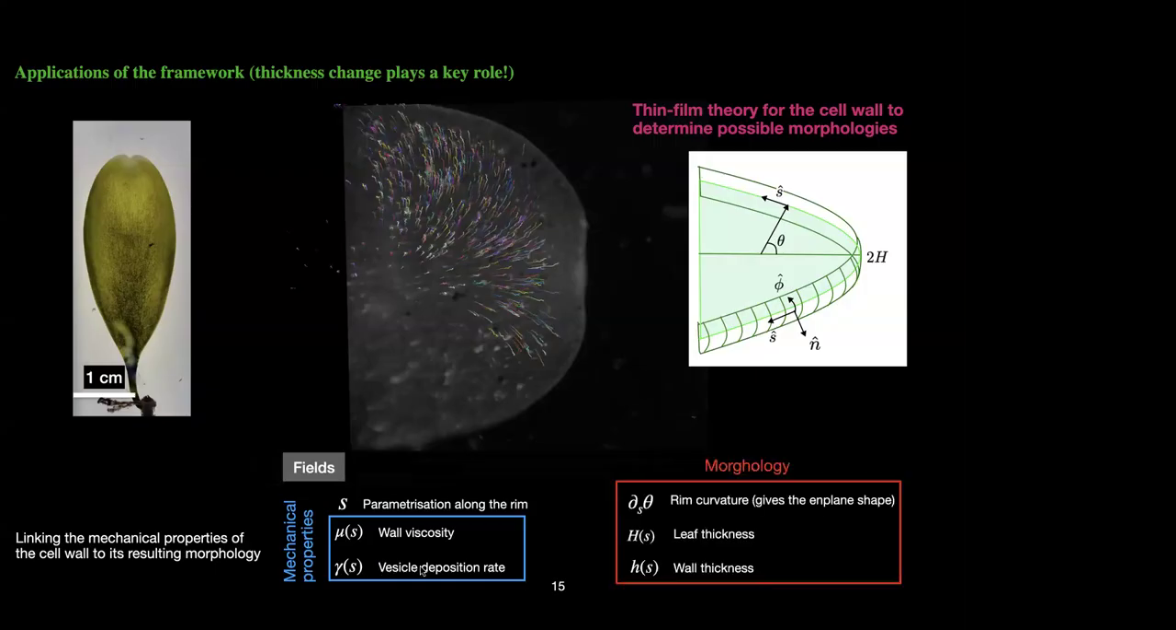What we are going to find is the shape of the leaf, which includes how the curvature changes across the rim. It also includes how the thickness of the leaflet changes as a function of distance from the tip, and also how the wall thickness changes.